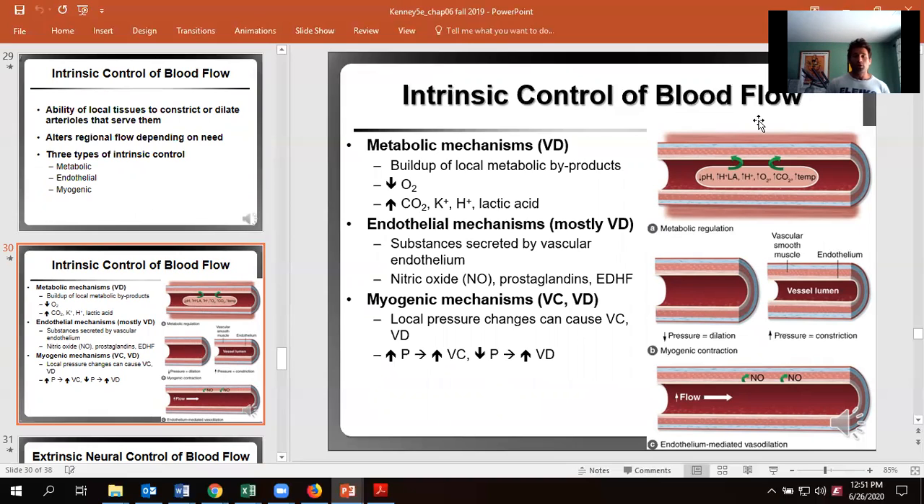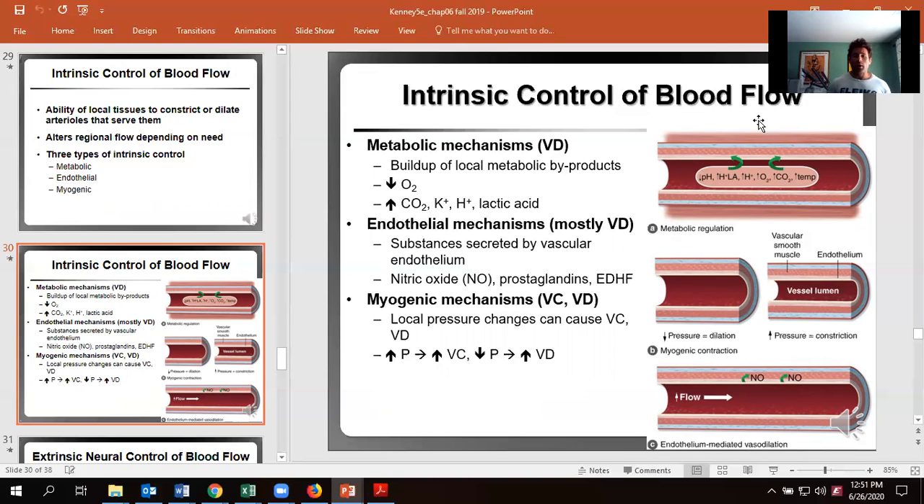Endothelial mechanisms are going to be done by essentially signaling molecules. So this is going to be from prostaglandins, nitric oxide, which is NO, which is a major vasodilator, as we see bodybuilders sometimes supplementing with nitrates, nitrites, arginine, citrulline that are going to be able to increase this.